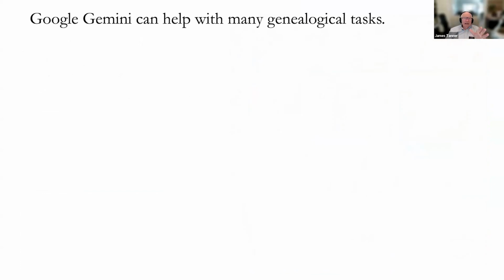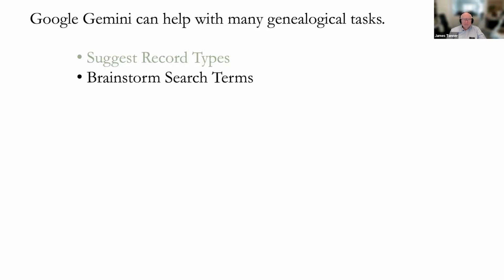Now, let's get back to Google Gemini. Some of the things that it can do: it can suggest record types. You can say what kinds of records are available for Civil War research in Kentucky, and it will answer the question and give you a long list of explanations, but it will also give you the links out to the actual records and brainstorm for search terms.